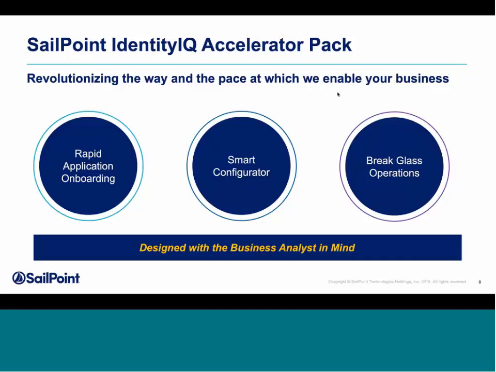Like, for example, what does your joiner, mover, leaver policy look like? What correlation rules do I need to worry about? How am I going to sync the attributes that are coming in from your application with other things that I already have within Identity IQ? Are there any native change detections that I need to worry about, where somebody might go in and make changes on your application, and it could trigger a bunch of events within Identity IQ. So all of that is handled in this rapid application onboarding.